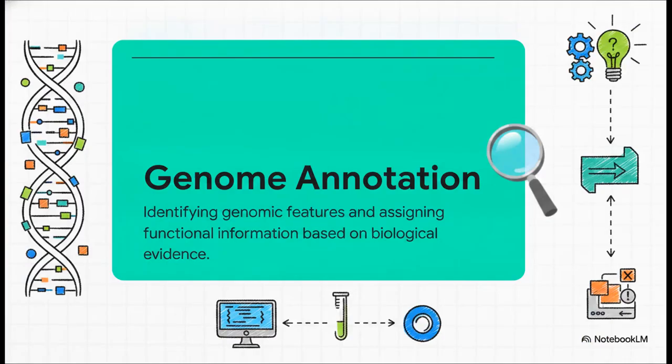So officially, genome annotation is the process of identifying genomic features, like genes and regulatory elements, and assigning functional information to them based on solid biological evidence. Basically, through a mix of computational and experimental methods, it acts as the ultimate biological translator. It single-handedly transforms raw sequencing data into actual, meaningful biological information. Literally, without this step, bioinformatics would just grind to a halt.